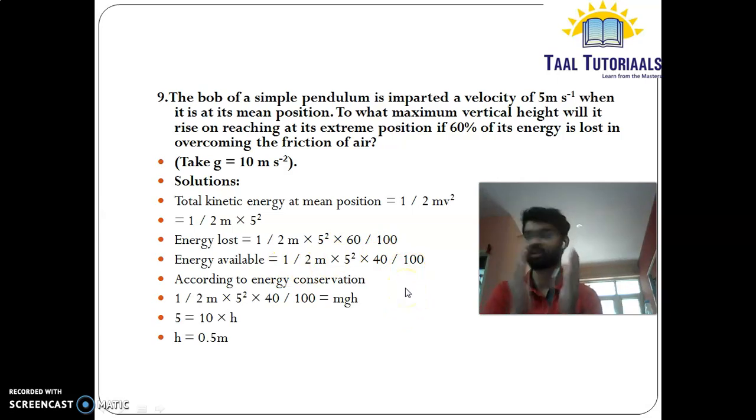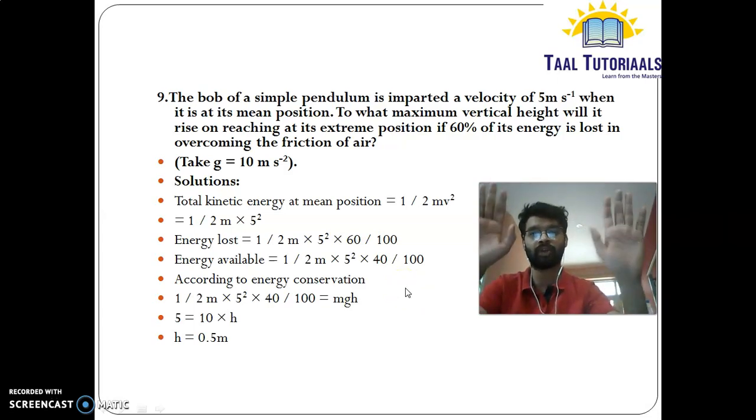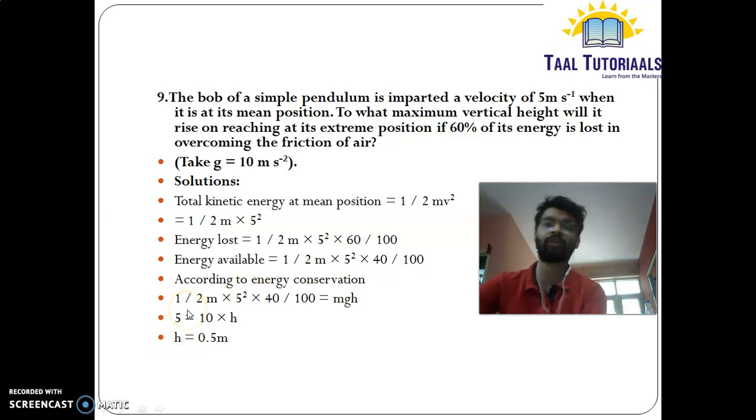According to energy conservation, kinetic energy is equal to potential energy. Means half mv square is equal to mgh. Because we have to find for the energy available, so half mv square, that is 5 square into 40%, because available, that is equal to mgh. So here we get 5 is equal to 10 into h, because g we know, we have to find h here. m gets cancelled on both sides when we are taking it as equal. So h we can find with this formula, 0.5 meter.